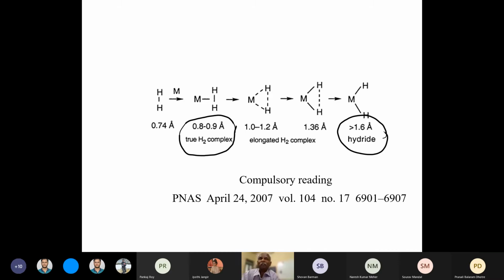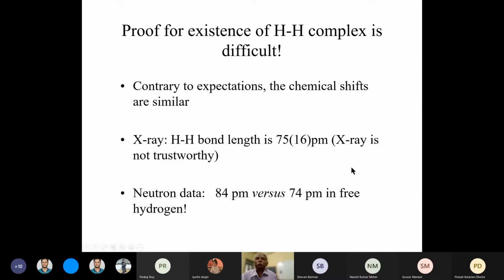And it depends on the metal, the ligands around them, and of course, the solvent system could play a role, but maybe not very significant. I will tell you a little bit about the solvent system a little later. So this paper is a good summary of a lot of work, and I will briefly touch upon what is now understood for these compounds.